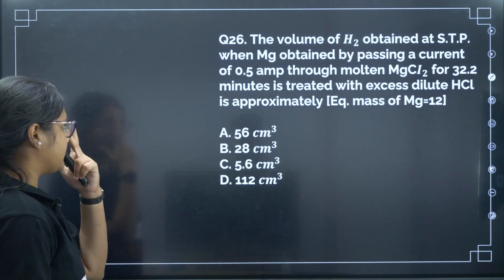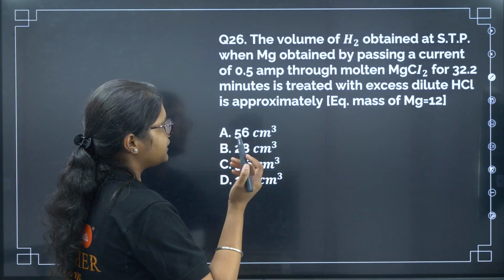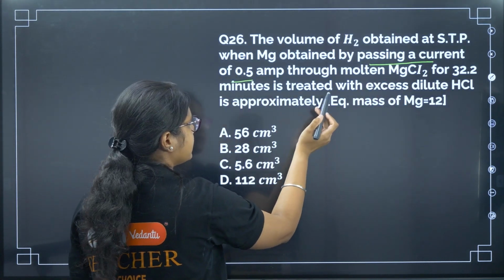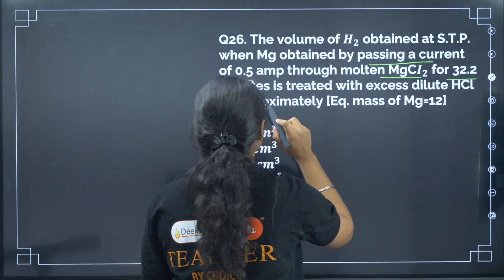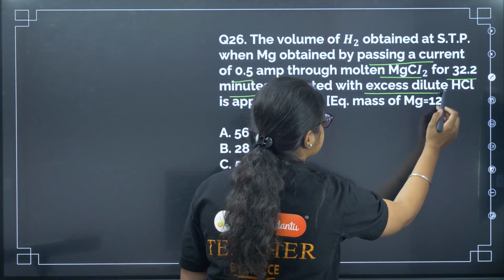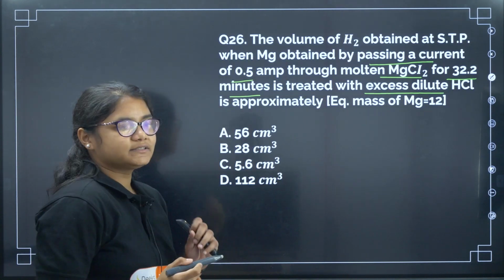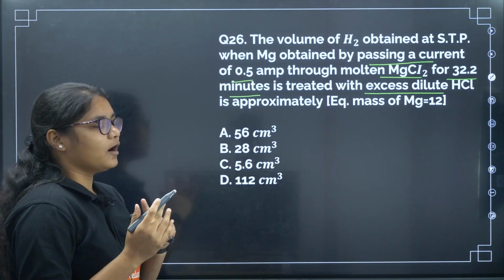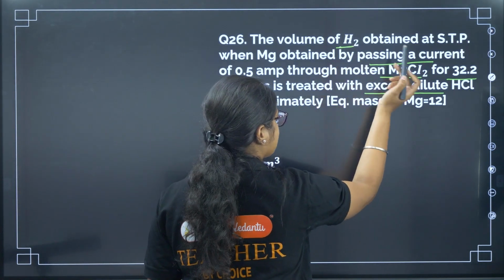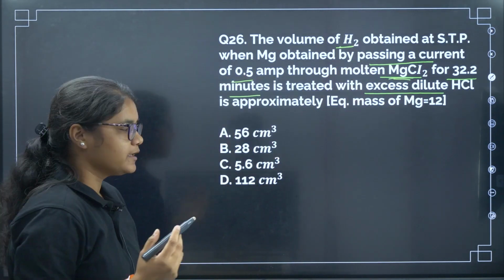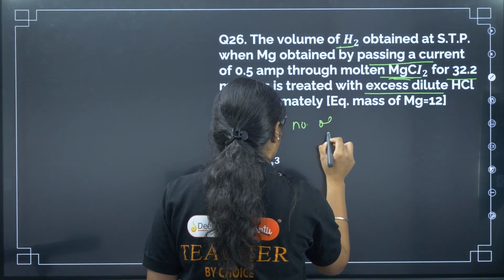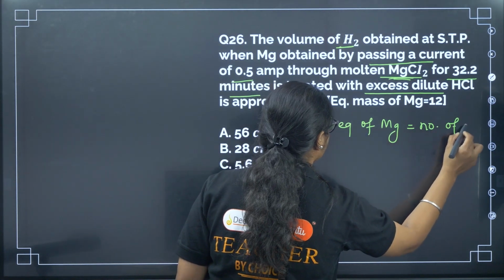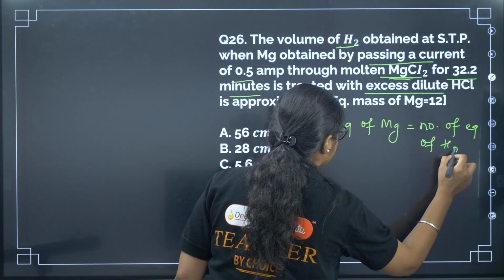Okay. So now let us see the next question. The volume of H2 obtained at STP when magnesium obtained by passing a current of 0.05 ampere through the molten MgCl2 for 32.2 minutes is treated with excess of dilute HCl is approximately equal. So this question is very similar to the previous one. So we have to calculate first again, on one side H2 is getting deposited, on another side magnesium is getting deposited. So according to this we'll get the number of equivalents of magnesium deposited will be equal to the number of equivalents of H2 deposited, right?